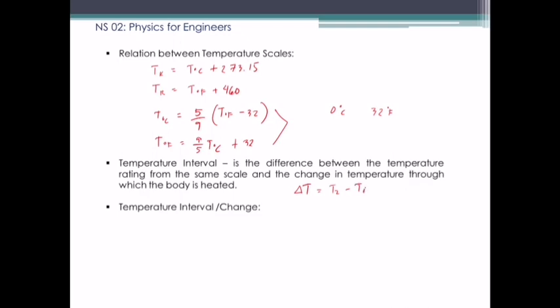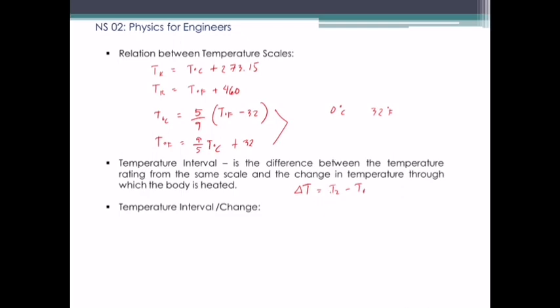So if your delta T is a positive answer, meaning to say that your T2 is greater than T1, so your temperature increased. Your T2 is greater than T1. While if your delta T is a negative answer, meaning to say that your final temperature is less than your initial temperature, so your object's temperature decreases. So, T2 is less than T1. Your delta T is negative.